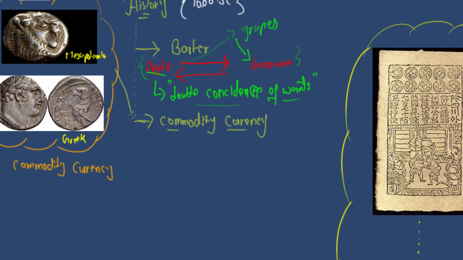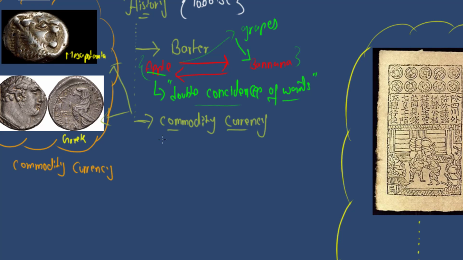So here are two examples of commodity currency. One is in Mesopotamia, the other one is in Greece. To be fair, commodity currency existed throughout the world in different forms. The idea is that we use the weight of the coin or the weight of the currency as a trade or as a measurement of something.